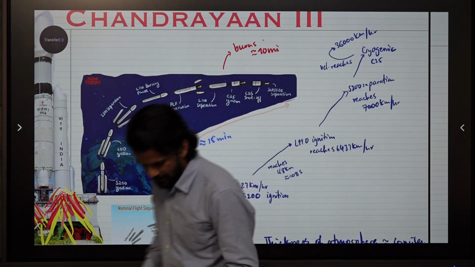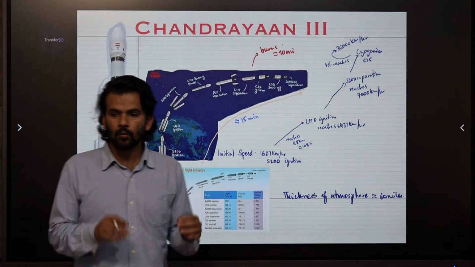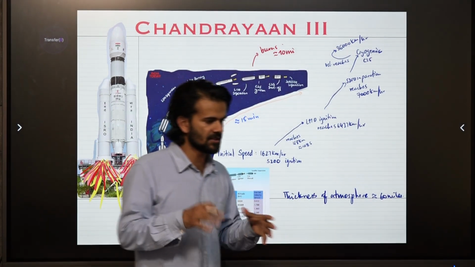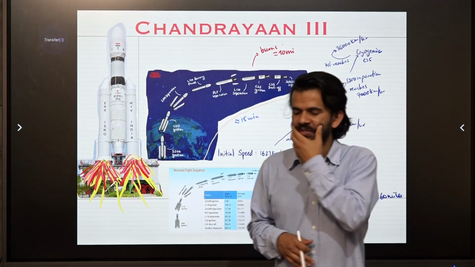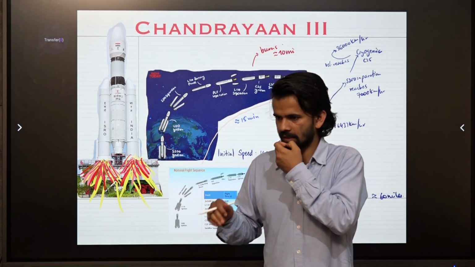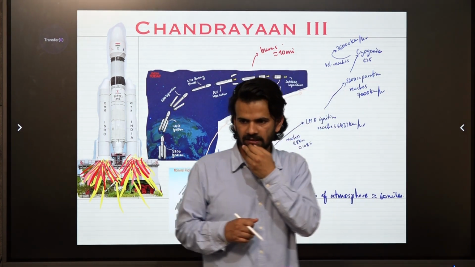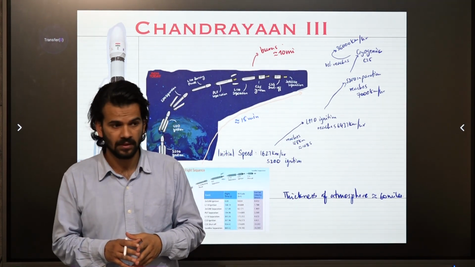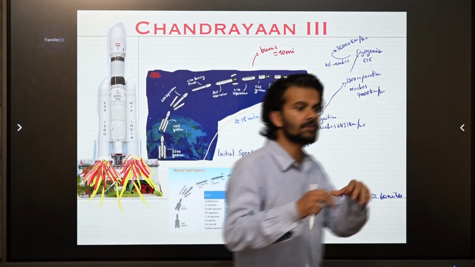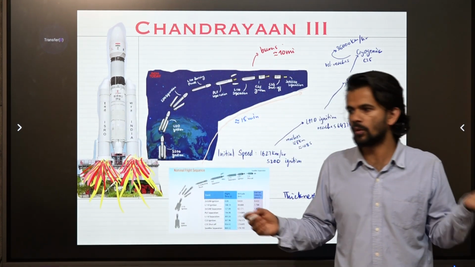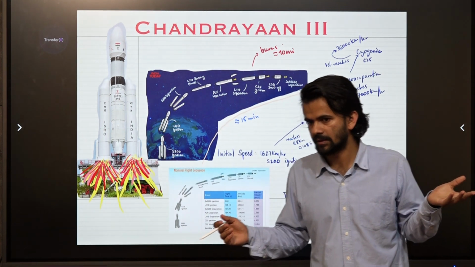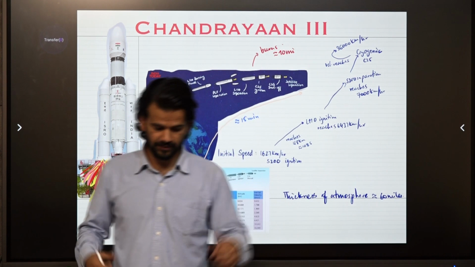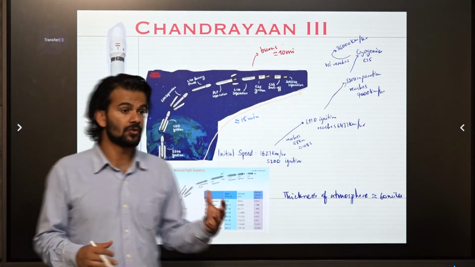Now, we know that the thickness of the atmosphere is about 60 miles. How much is 60 miles? 60 times 1.6, about 100 kilometers from the surface of the Earth. Once you cross 100 kilometers, you don't have to worry too much about the atmosphere, because there is no friction of the atmosphere there. So now it's all free in some sense.